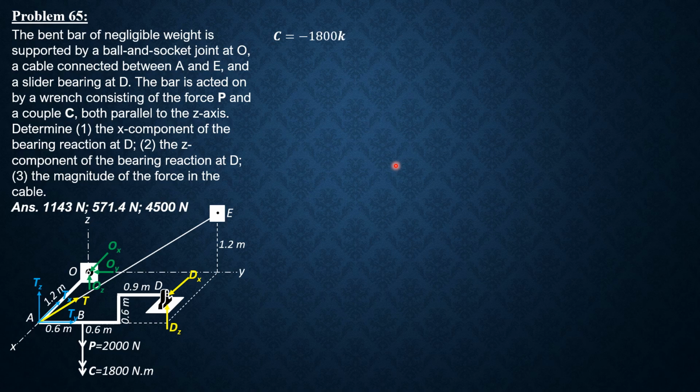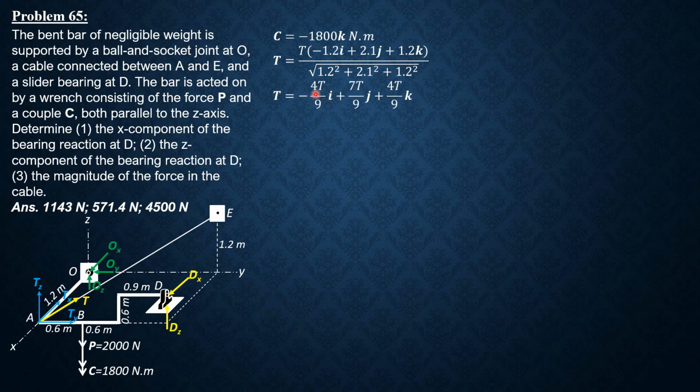So summation moment, so this is the couple in vector form. This is the tension in vector form T times negative 1.2 I backward. Then along Y is positive 0.6 and 0.9. So that would be 1.2 plus 0.9, 2.1 J. Then along Z is upward 1.2 K divided by distance square root of 1.2 square plus 2.1 square plus 1.2 square. So simplifying, the x component of tension is negative 40 over 9.